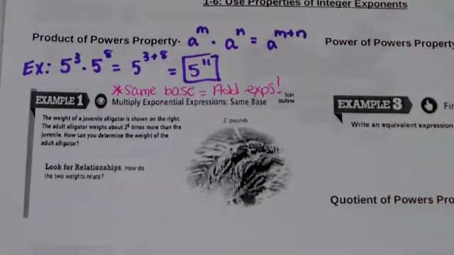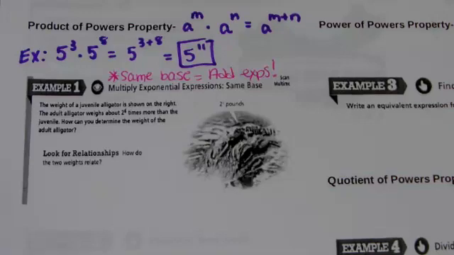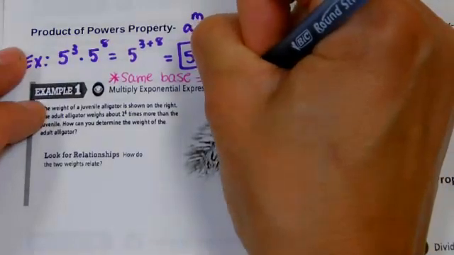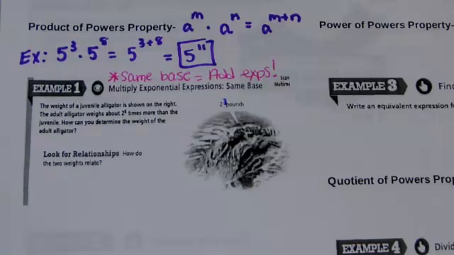We start with a story problem today, and it says the weight of a juvenile alligator is shown on the right. The adult alligator weighs about 2 to the 6th times more than the juvenile. How can you determine the weight of the adult alligator? If you can't see this all that well, this says 2 to the third pounds here, so maybe write that in. This is a little 3. So, 2 to the third power for that alligator, and that's the juvenile.